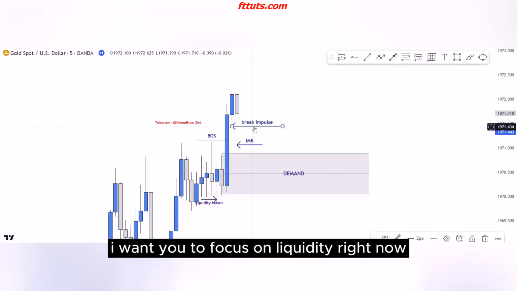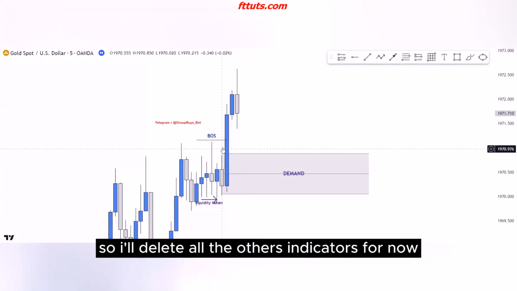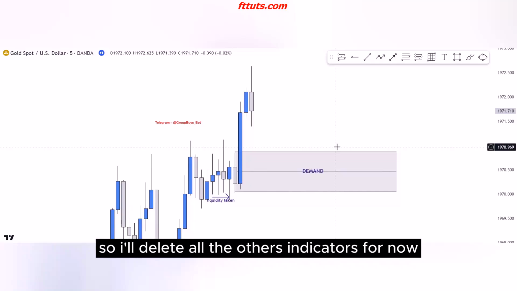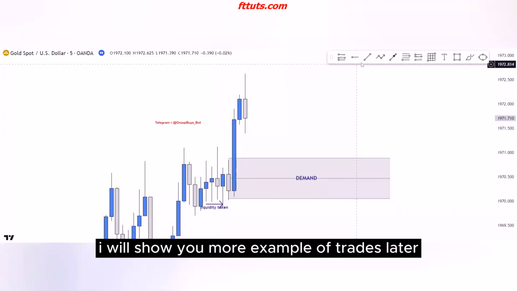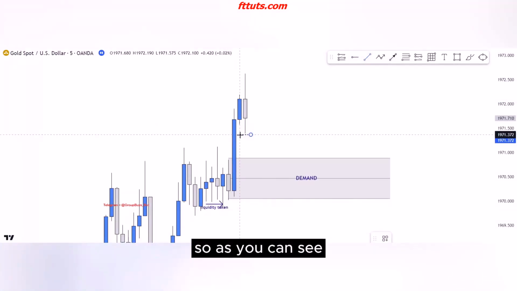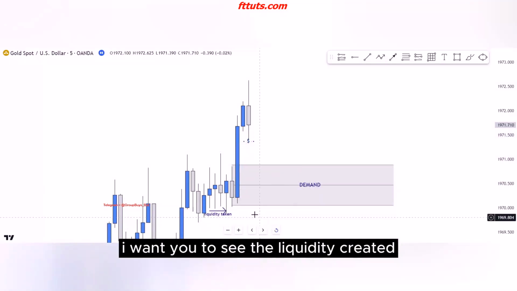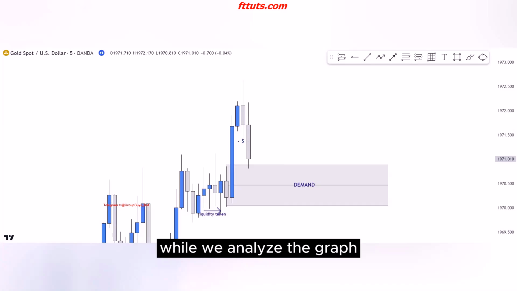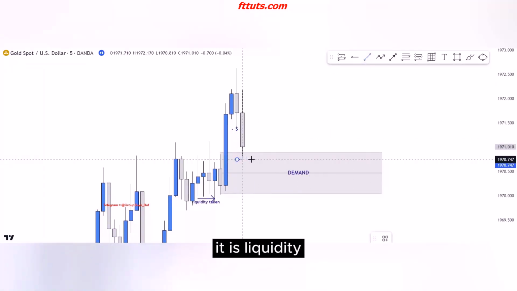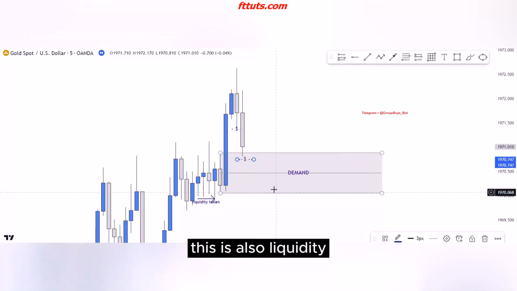I want you to focus on liquidity right now, so I'll delete all the other indicators for now. Don't worry, I will show you more examples of trades later. As you can see, I let the graph run a little. I want you to see the liquidity created while we analyze the graph. So as you can see, it is liquidity. This is also liquidity. I will mark that too.